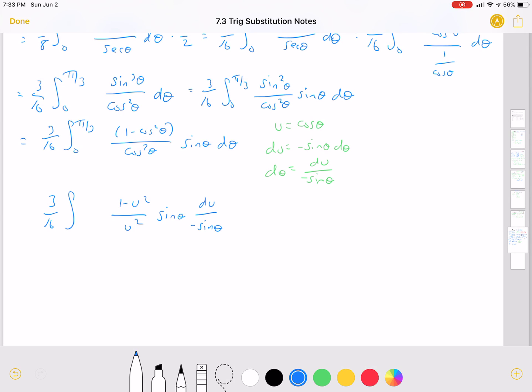Let's figure out our new bounds. If we plug 0 in for theta, because those are theta values, cosine of 0 is 1. So my new lower bound is 1. And if I plug in pi thirds for theta, cosine of pi thirds is a half. And while I know those bounds are wrong, I have this negative sign right there that I can use to flip the bounds. So if I pull the negative sign out, I'll flip the bounds over, and what we get is 3/16. The sine thetas will go away, of the integral from 1/2 to 1. I'm flipping the bounds because of the negative sign. Of 1 minus u squared over u squared. Well, that's 1 over u squared, which is u to the negative 2, minus u squared over u squared, which is minus 1 du.